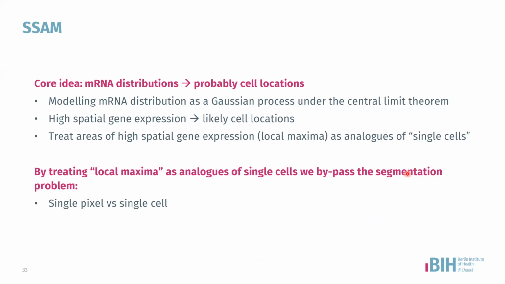So the core idea of SSAM is that mRNA distributions directly correlate with likely cell locations. So what we do is model mRNA distribution as a Gaussian process under the central limit theorem. So this essentially translates to areas of high spatial gene expression corresponding to very likely cell locations. So if we can then treat areas of high spatial gene expression as analogs of single cells, we can actually continue with the standard single cell workflow, but analyzing at the pixel level rather than at the cell level.